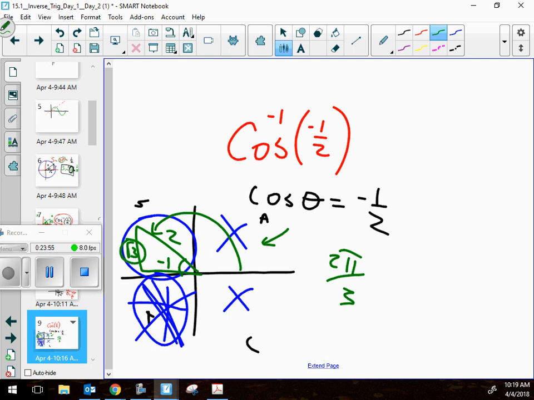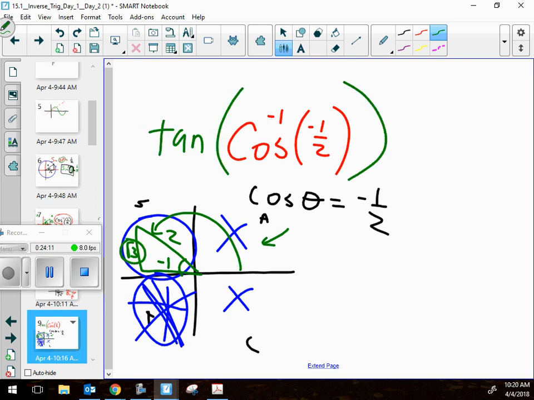Okay, so now here's my question. What if I had actually not wanted the angle, but wanted the tangent of all of that?